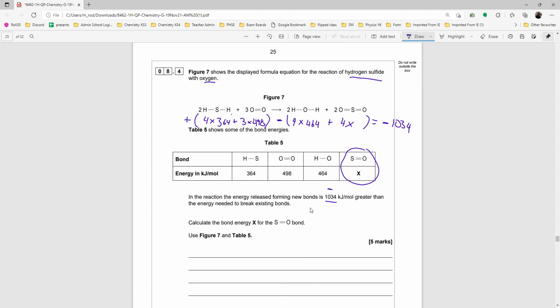Now I just need to simplify. If I solve for x, that just means x is going to be equal to 532. And that's your answer.